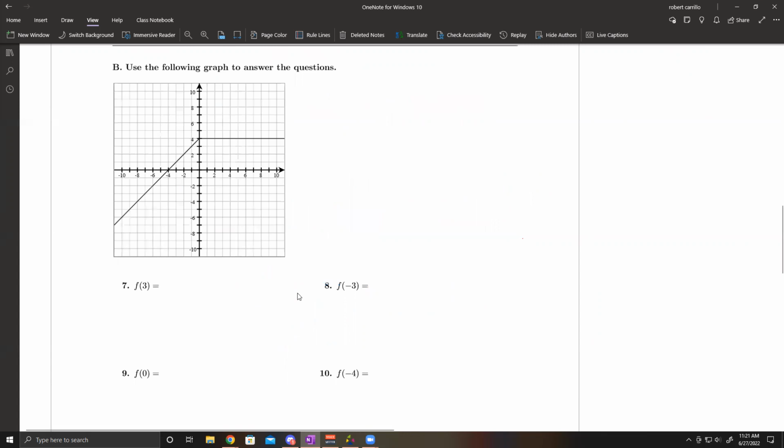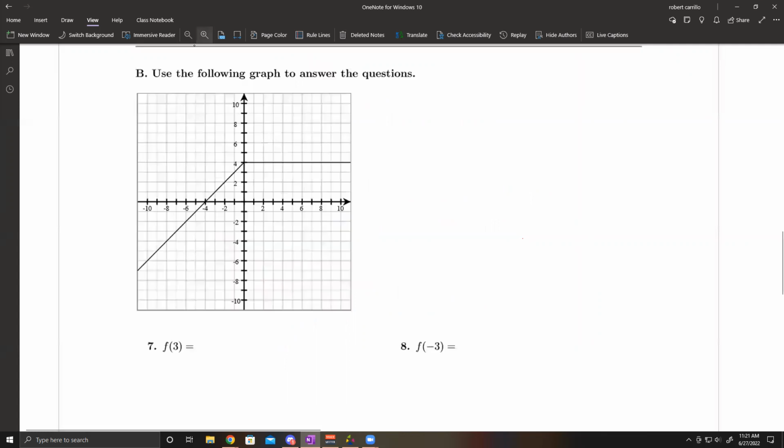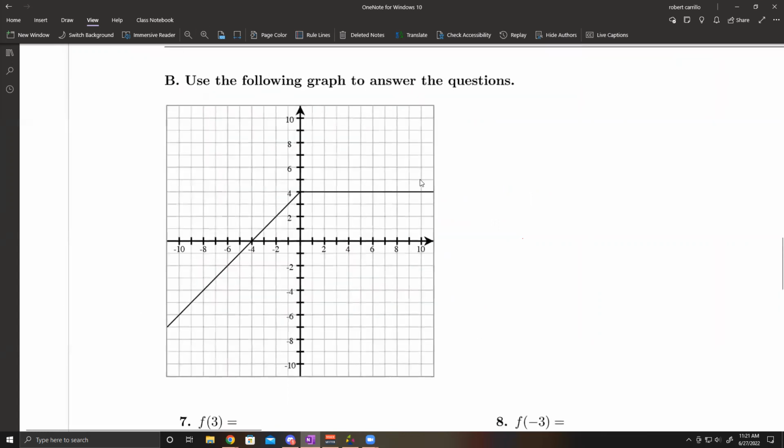Our next question is how to read a graph using function notation. So they give us the graph of a function, and they just want us to find the pieces. So let me zoom in a bit. We'll just look at this. I can write the questions next to it. Let me pull that up on another screen. One moment.